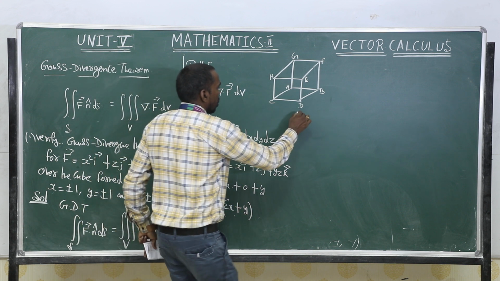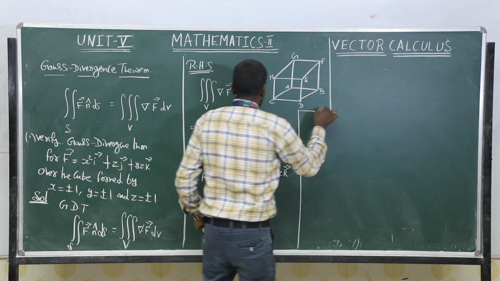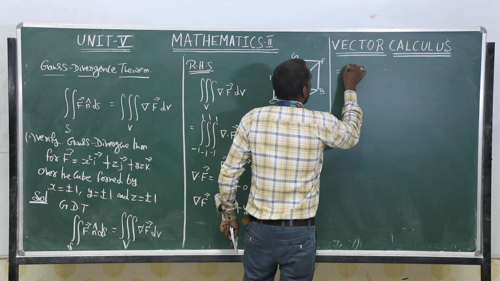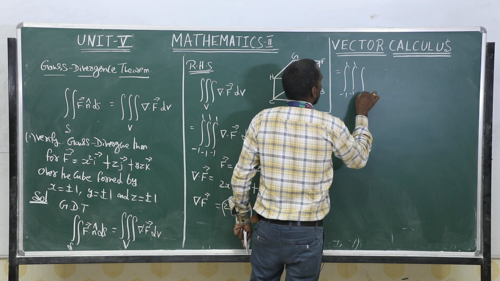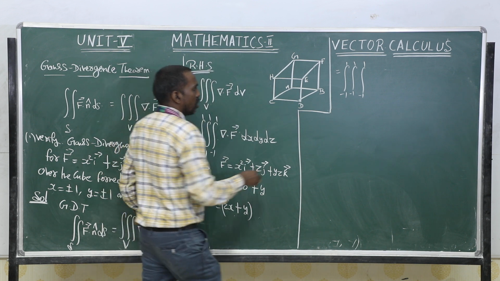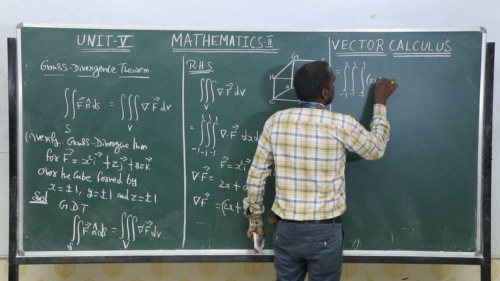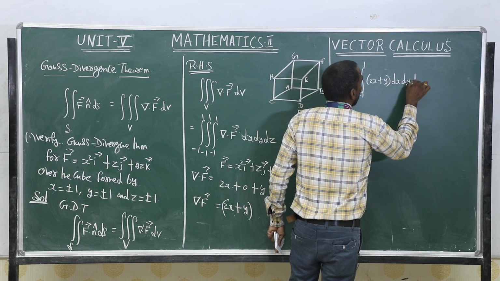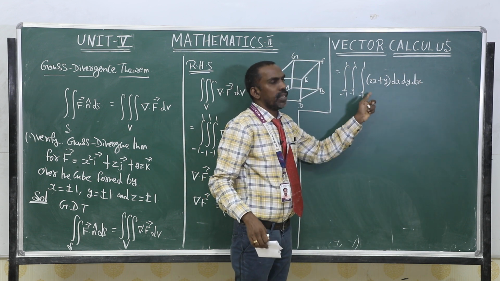I can just substitute here. What is the limit here? Minus 1 to plus 1. So here is a triple integral, minus 1 to plus 1, here also minus 1 to plus 1, and here also minus 1 to plus 1. What is the del dot F vector? We got 2x plus y. Just substitute here, 2x plus y into dx, dy, dz. I can integrate first with respect to x, then y, then z.